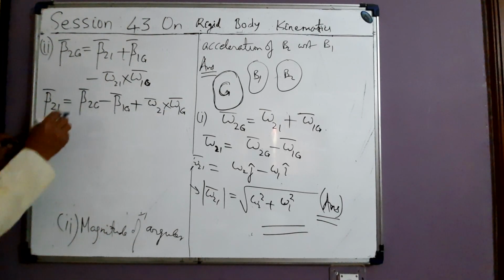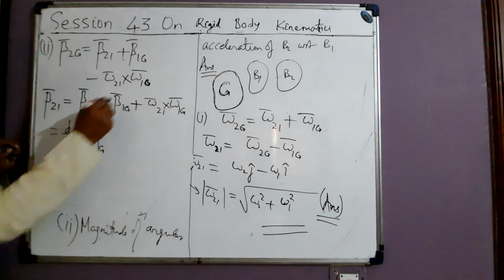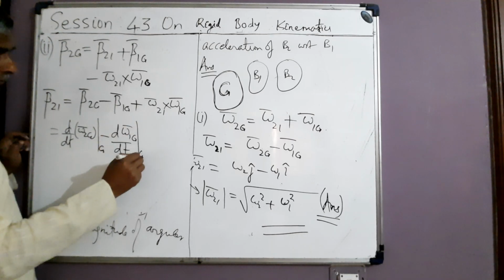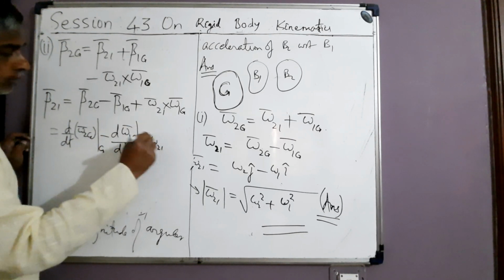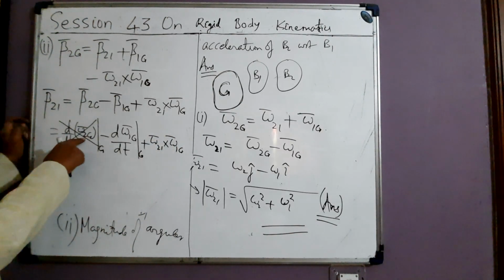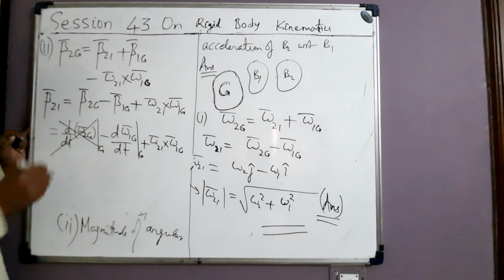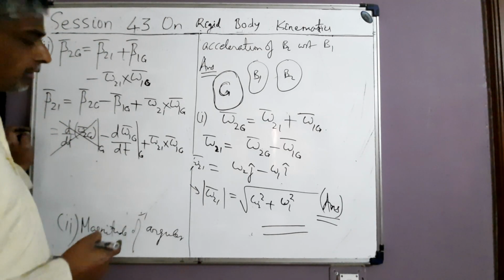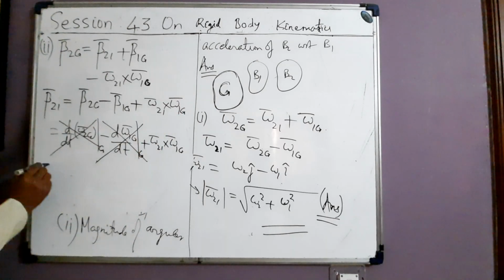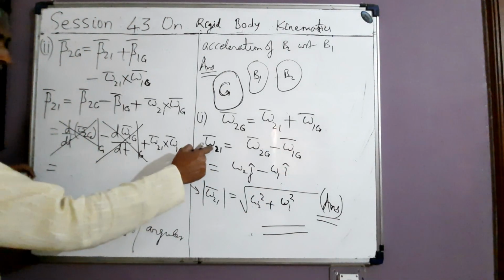Now beta 2g is d by dt of omega 2g in ground frame. Beta 1g is d omega 1g by dt in ground frame plus omega 21 cross omega 1g. Now this term drops out because angular velocity of body 2 with respect to ground is constant, so derivative of constant is 0. Omega 1g is angular velocity of body 1 with respect to ground, that is constant, so derivative of constant is 0. These two terms go away. Now omega 21 we know: omega 21 is omega 2g minus omega 1g. This I substitute here.